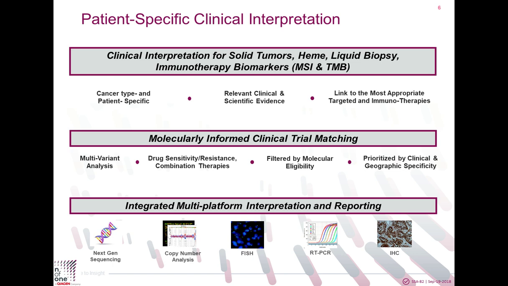So N of 1 can report on any type of cancer, solid tumors, hematologic malignancies, lymphoma, and from tests derived from any platform or tissue source, FFPE, ctDNA, et cetera. The reports are specific to the cancer type and generated on a per-patient basis. We provide links between the biomarkers and targeted therapies or immunotherapies.